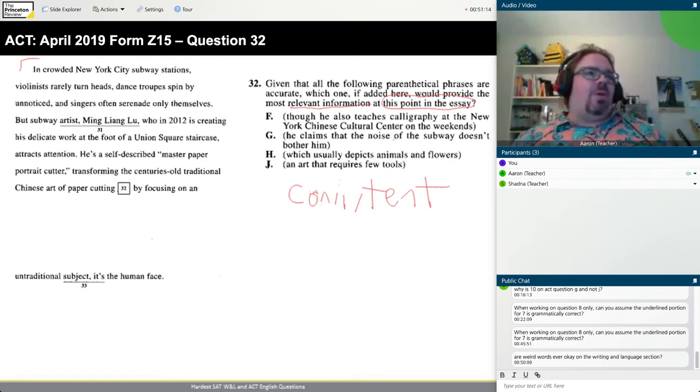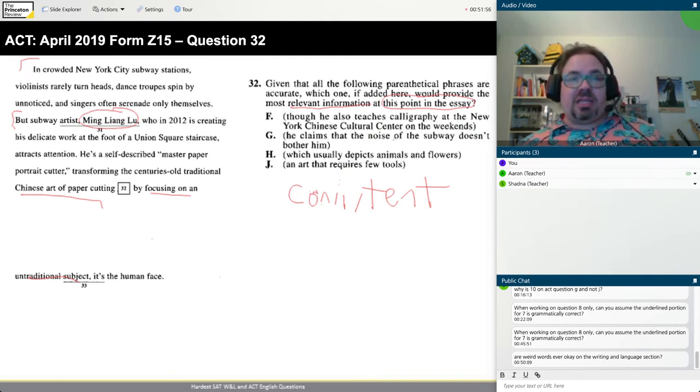So here, what are we going on about in this essay? Okay, so the first sentence sets the scene, New York subway stations. But I noticed that both of these other two sentences are about Ming Liang Lu and his art. And what do I know about his art? He's focusing on an untraditional subject, and it's this Chinese art of paper cutting. So, once again, I need to know the context in order to know which answer is consistent with that context. I know we're talking about this particular artist and how his art is the Chinese art of paper cutting, but it's an untraditional subject, the human face.